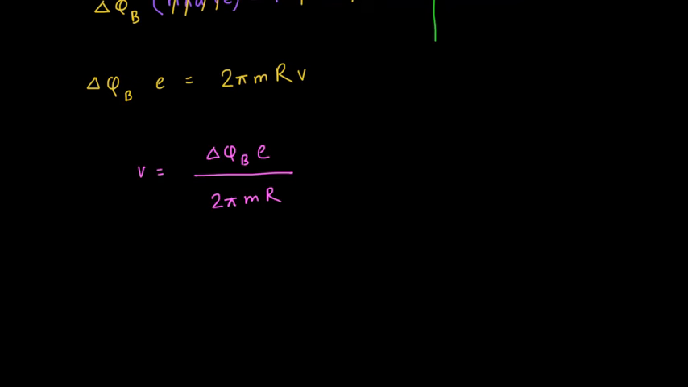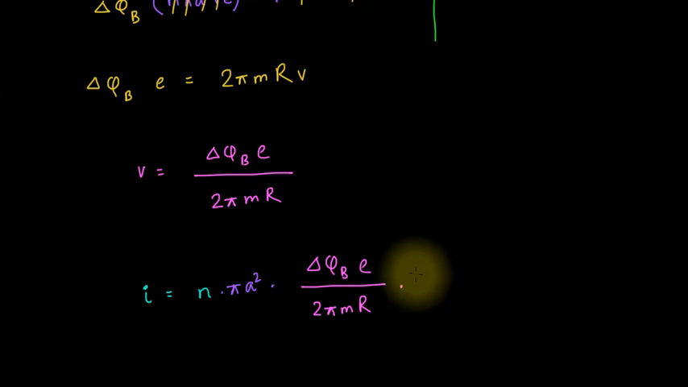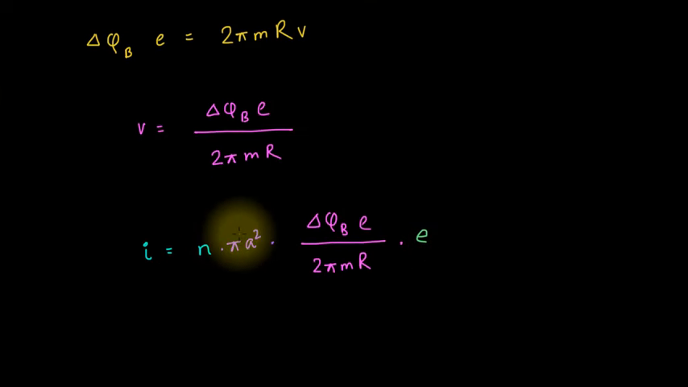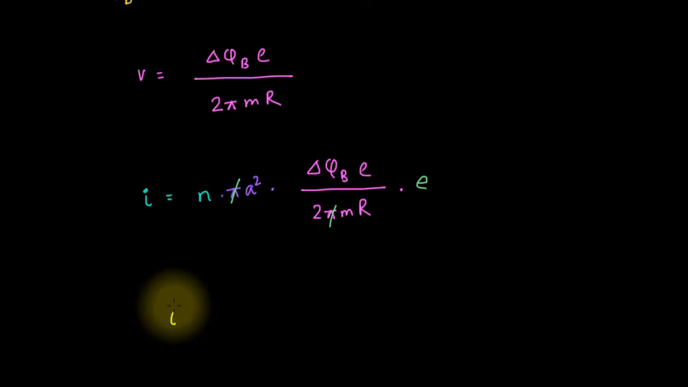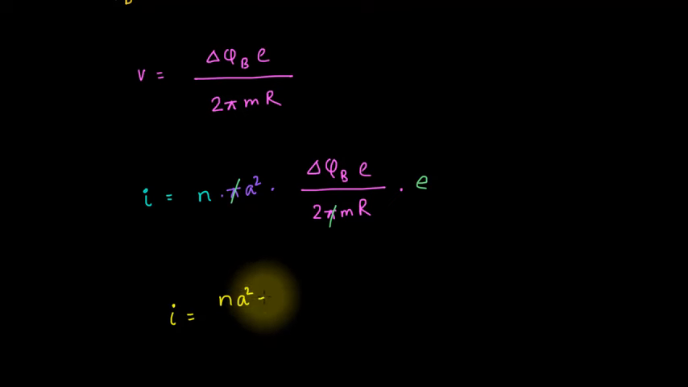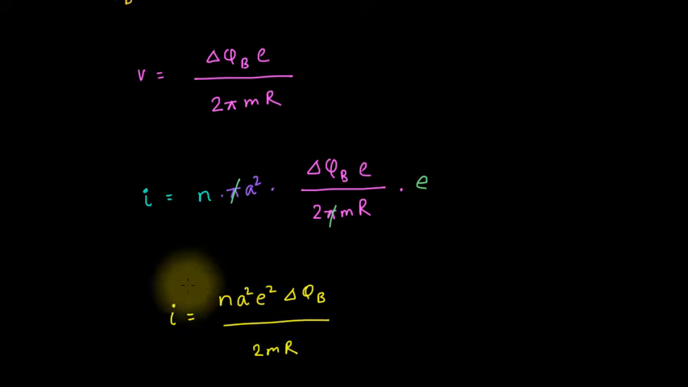So we are almost done. We know that the current I is equal to the number of electrons per unit volume into the cross-sectional area, which is pi a squared here, into this velocity, the drift speed, which we have found out to be delta phi b into e divided by twice pi m r, into the charge of a single electron, which is e. Now pi is cancelled, and ultimately we get I is equal to n a squared e squared delta phi b divided by twice m r. So which is the final answer.